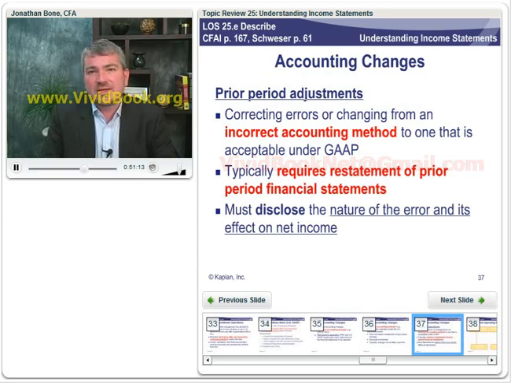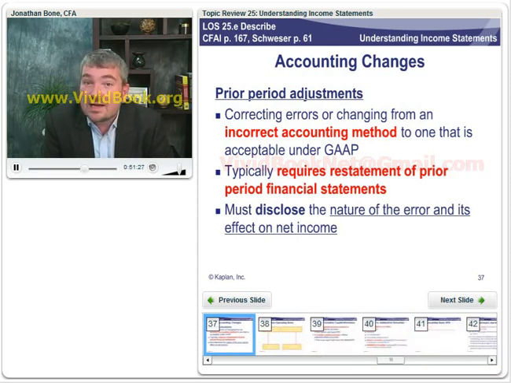Prior period adjustments are really correcting errors from an incorrect accounting method to one that is generally accepted by the GAAP. So typically, if we do find errors, essentially we will need to go back and restate the prior period's financial statements. Also notice we have to disclose the nature of the error and its impact on net income in that period.